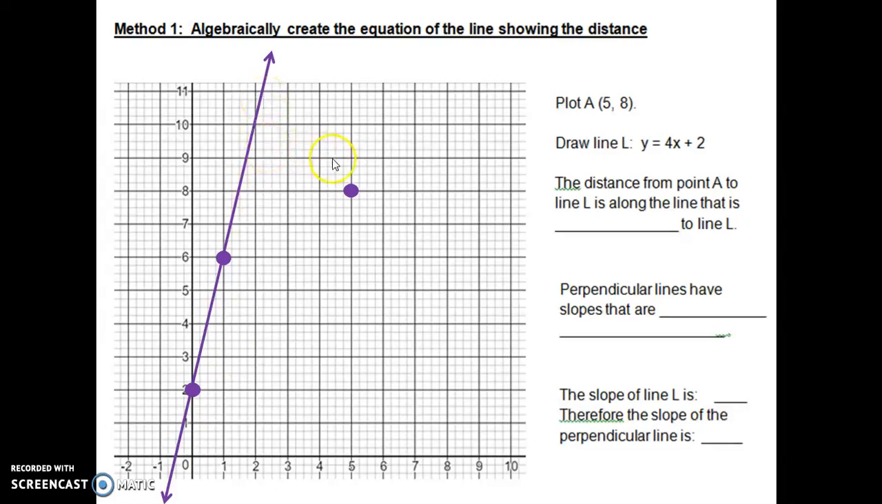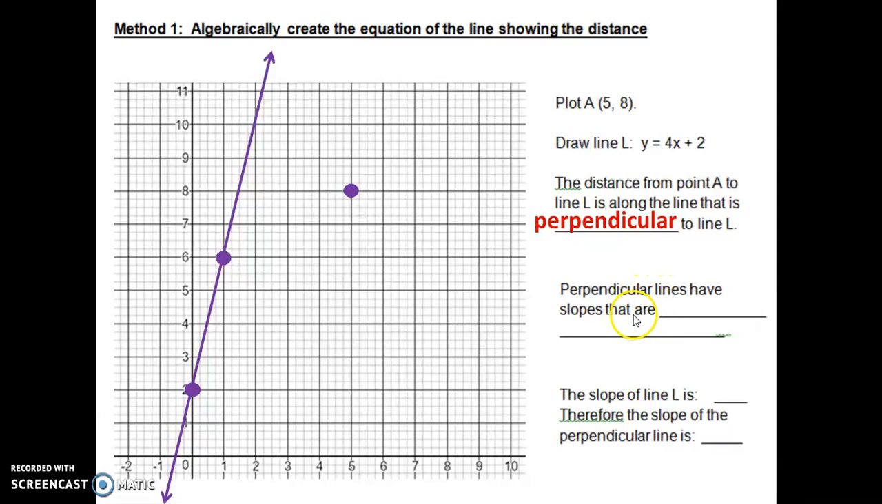So now the goal again is to find the distance from this point to this line. And again, we know that distance doesn't mean this distance, it doesn't mean that distance, it means the perpendicular distance, the shortest distance, which is if you make a line here that makes a 90-degree angle here, that's the shortest distance, and that's the distance we want. So the distance from point A to line L is along the line that is perpendicular. It's going to be a perpendicular line. That means a line that makes a 90-degree angle.